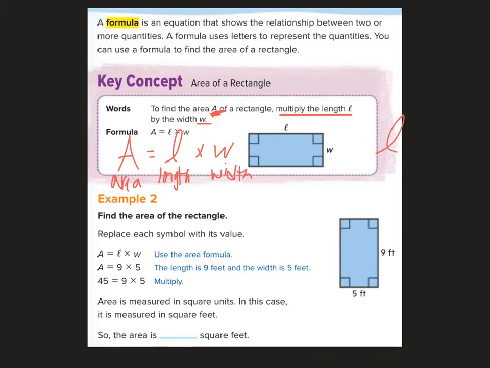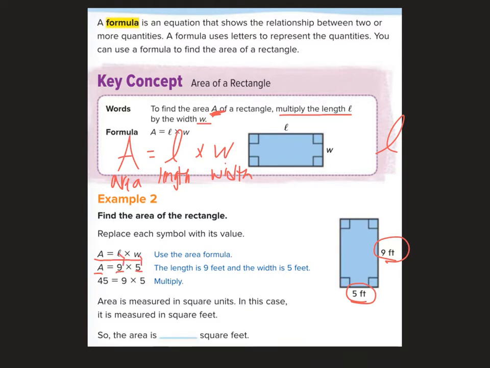So if we're going to find the area for this rectangle, first we write our formula out. Capital A equals L times W. A we don't know, so we can't put a number in for it. L we know is 9. Length is 9, and width is 5. So instead of W, we put a 5. Instead of an L, we put a 9.